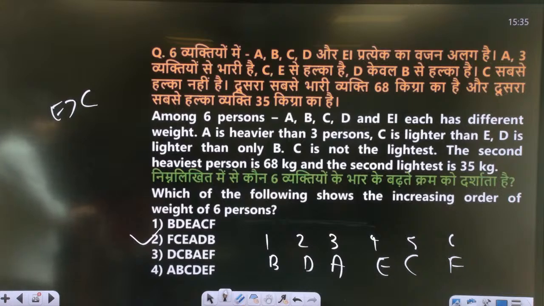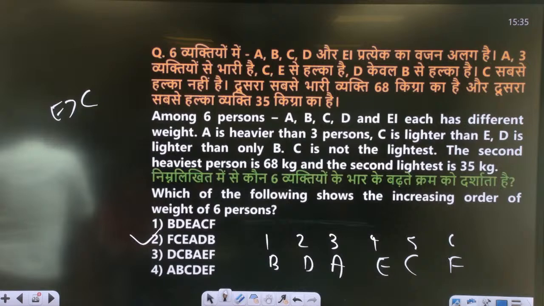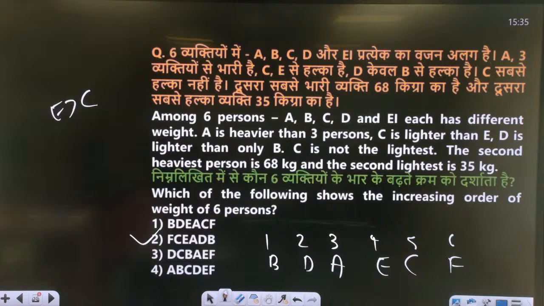C is not the lightest and D is lighter than only B. It means D is heavier than everyone other than B. Is it clear? What is your confusion?